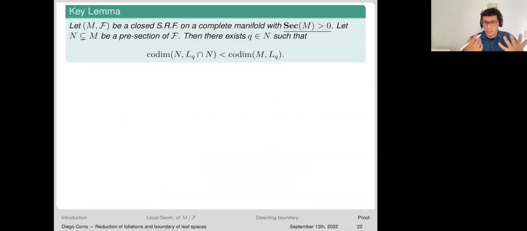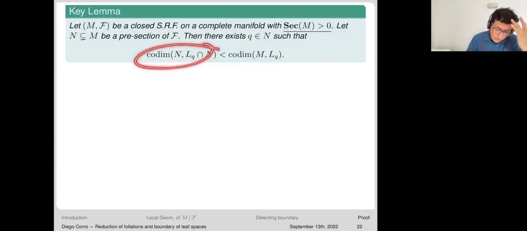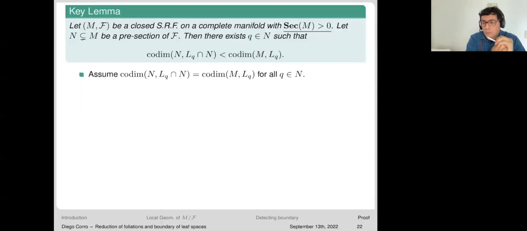But now here's the key lemma, and here's where we use strongly the condition of being positively curved. We start with a closed singular Riemannian foliation on a complete manifold with positive sectional curvature, and we take a non-trivial presection of F. Then there must be some point in M such that the relative codimensions drop, meaning that this number must be smaller than this number. We prove this key lemma by contradiction. So we basically assume that equality holds everywhere for any point in N.